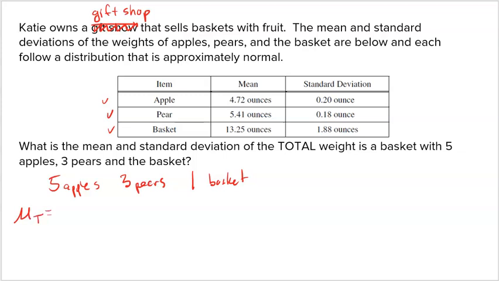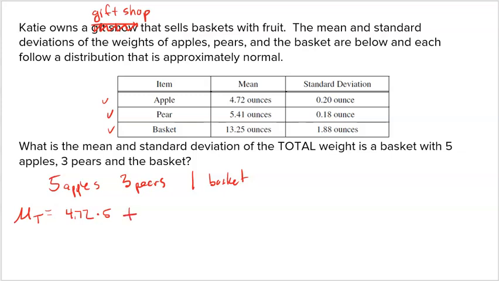Well, I have 5 apples, so I got 4.72 plus 4.72 plus 4.72 plus 4.72 plus 4.72. I'm just going to do 4.72 times 5 to speed that up. But again, that 5 is not a constant. It's just representing the 5 apples. And again, if you want to write out 4.72 5 times, please feel free.